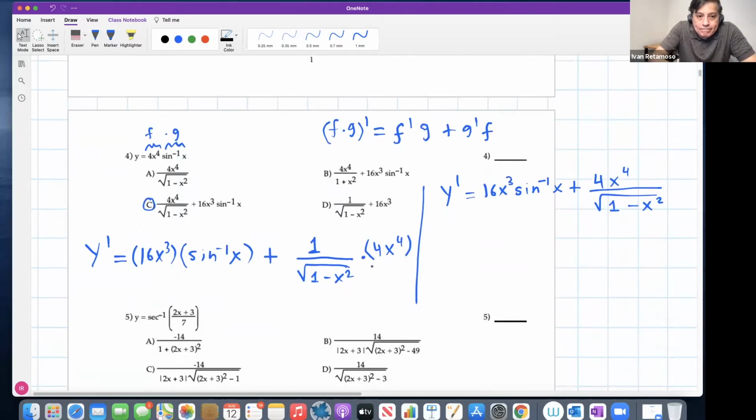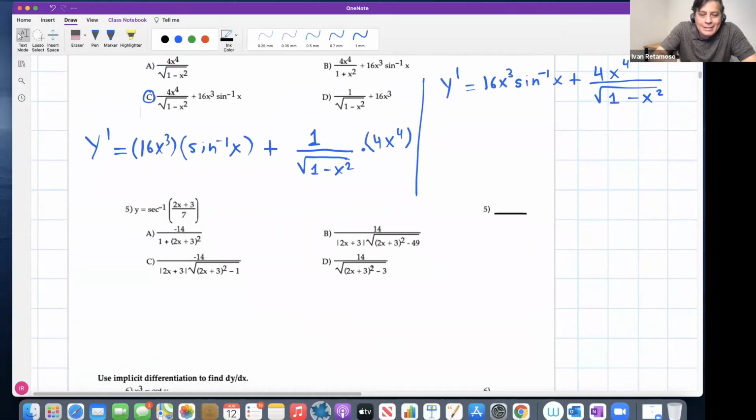All right, moving on. I got one with secant inverse. Recall the formula for the derivative of secant inverse. Secant inverse is this.